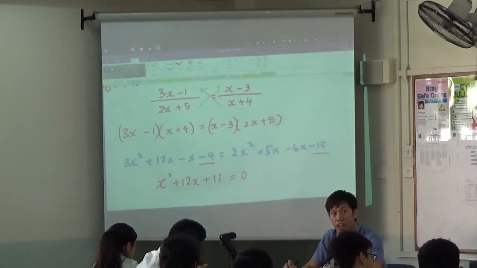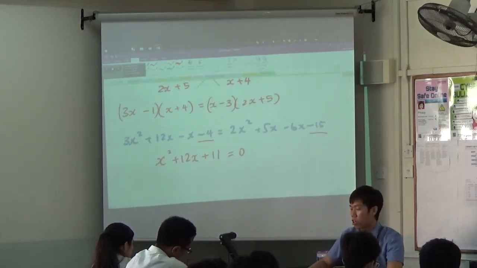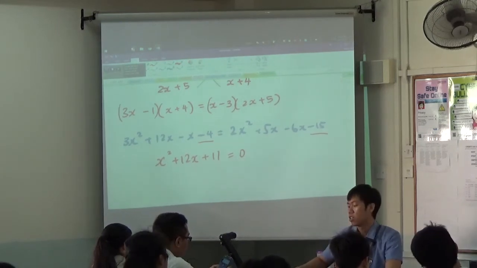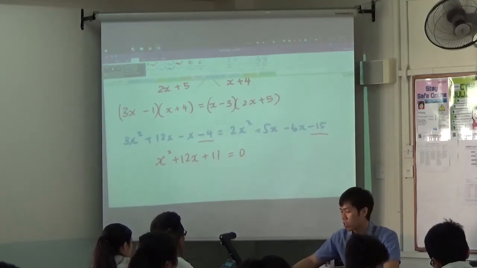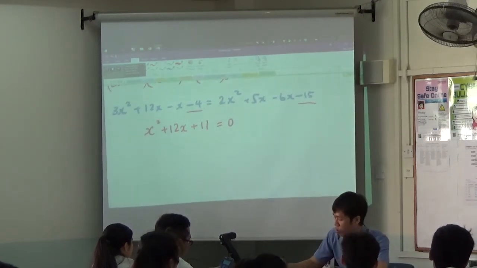Equals to 0, right? Okay, when you see this, you should be very happy already. Because you can choose to complete the square, you can choose to factorize if you can. You can choose to use the quadratic formula. Which one do you want to use? I would like to use the quadratic formula.